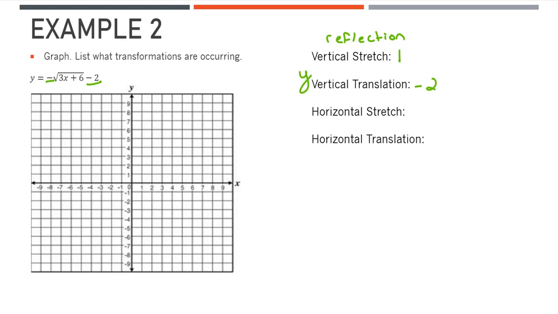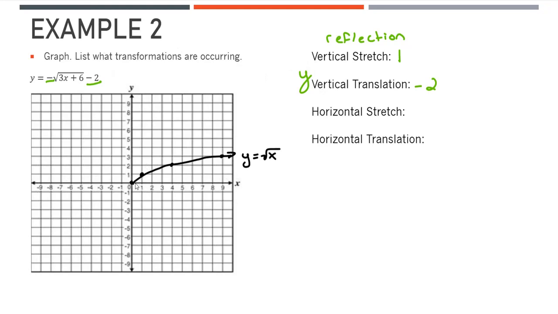So I'm going to go and graph my parent function. So 0, 0, 1, 1, 4, 2, and 9, 3. Again, we should label that y equals square root of x. And now I can go and graph this.